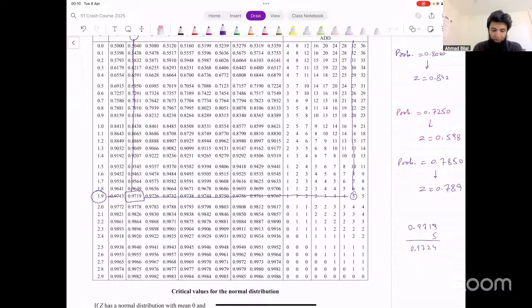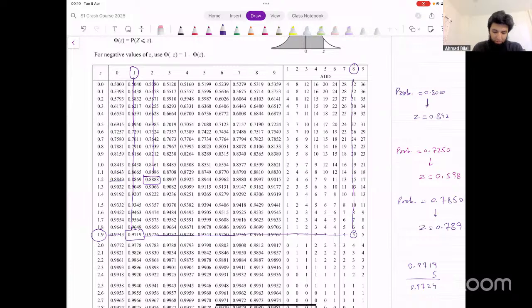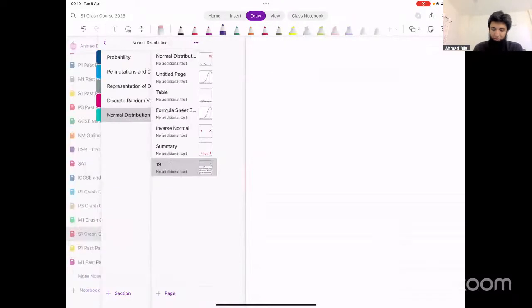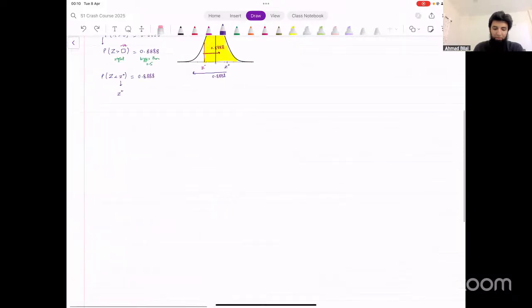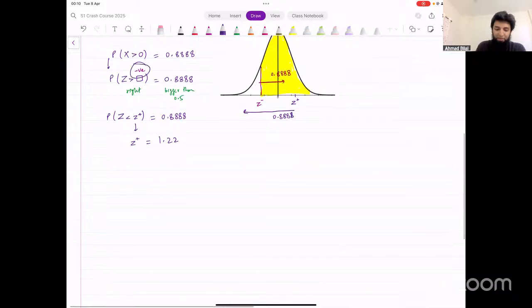Okay, so we got this directly here. This is 0.8888. This is 1.2 and 2, so 1.22. So the Z value turns out to be 1.22. But remember, the actual Z was negative. This is the positive Z value, when we flip that. But the actual Z was negative. So we say Z is actually minus 1.22.